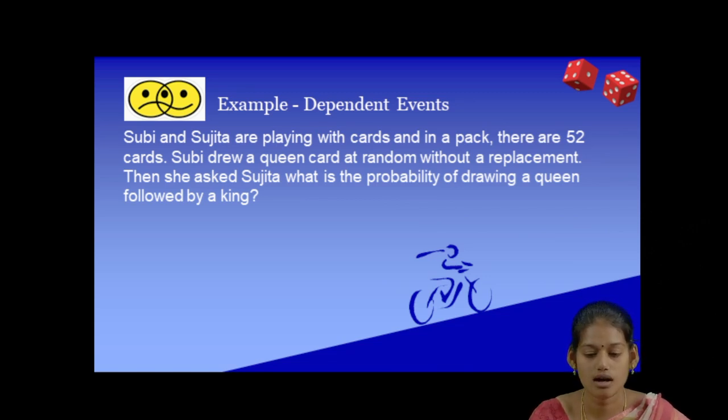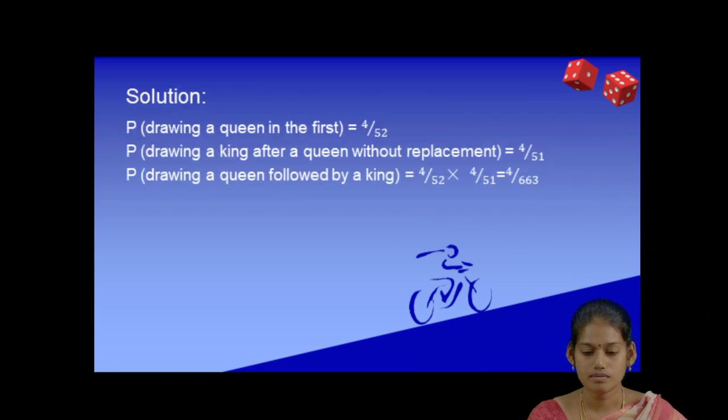Subhi and Sujita are playing with 52 cards. Subhi draws a queen card again at random. Here we notice that it is without replacement. Then she asks Sujita, what is the probability of drawing a queen followed by a king? The probability of drawing a queen in the first attempt for Subhi is 4 by 52, but without replacement is noted here. So the probability of drawing a king card after a queen without replacement is 4 by 51. Why? Because the total outcome is 52 minus 1, so we get 51. The number of king cards is 4 and the total outcome is 51, because Subhi does not replace the queen card.